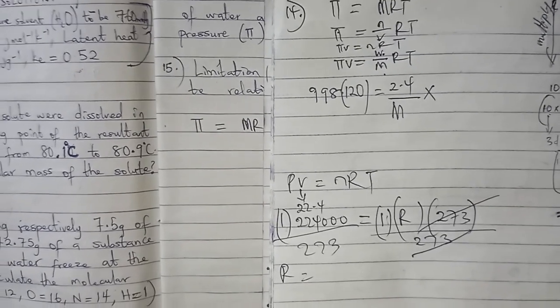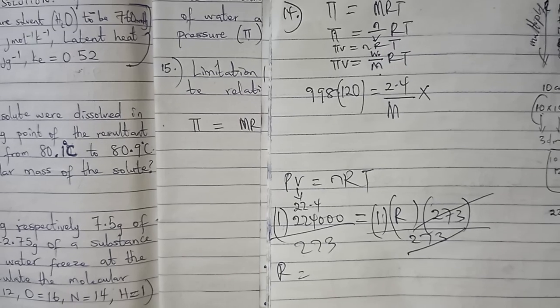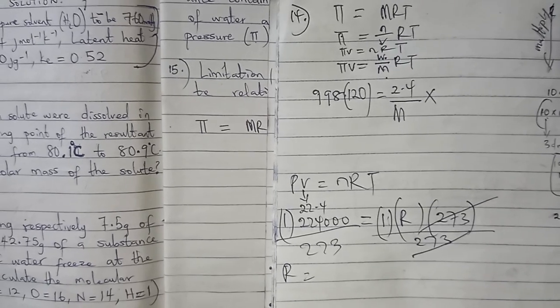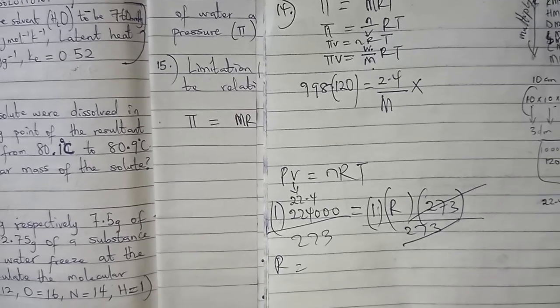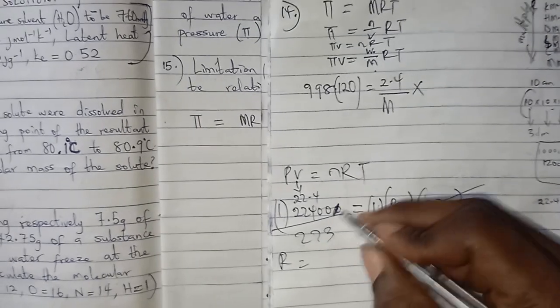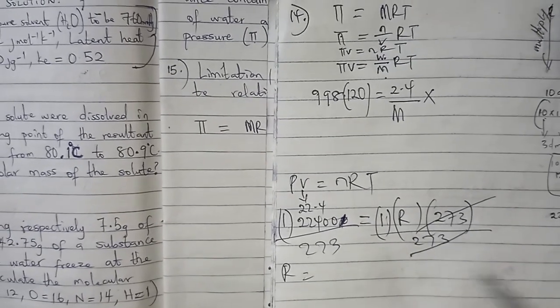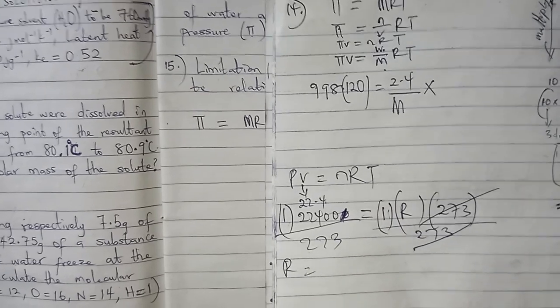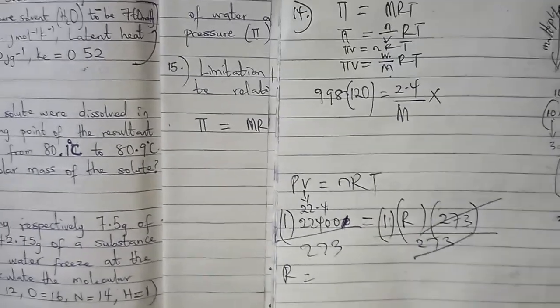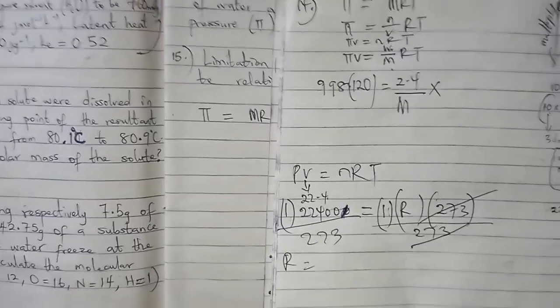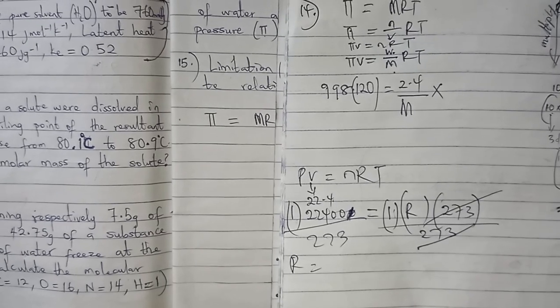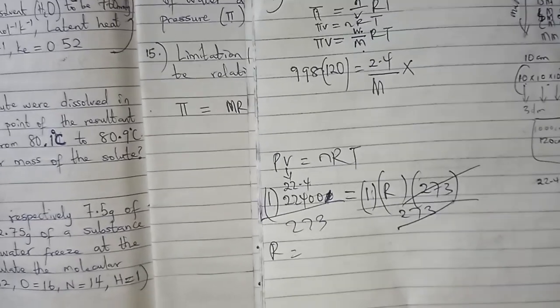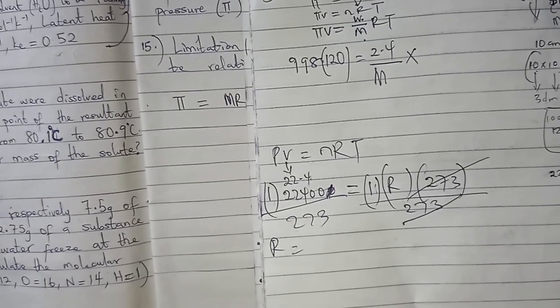So R will simply be 22,400. What am I doing? 22,400 times 1000, 1, 2, 3. 22,400 divided by 273.